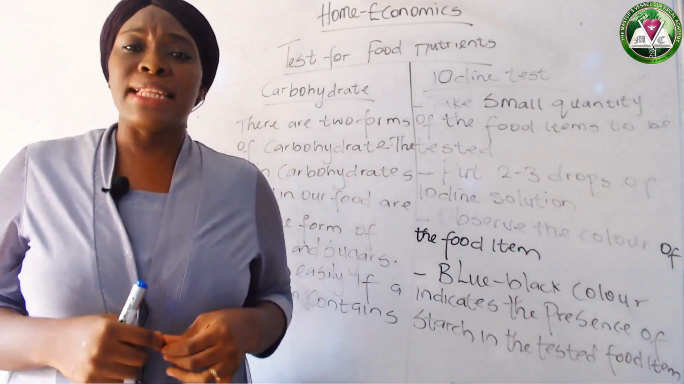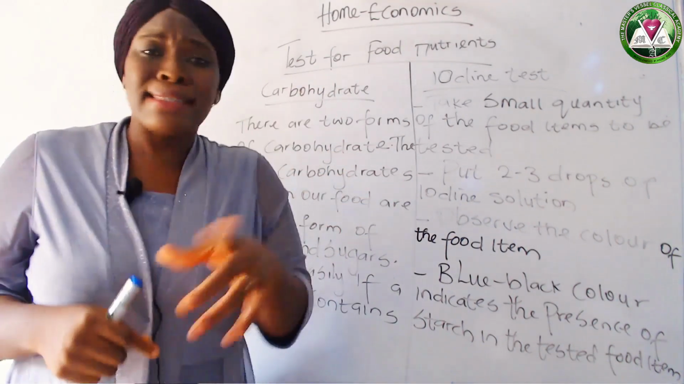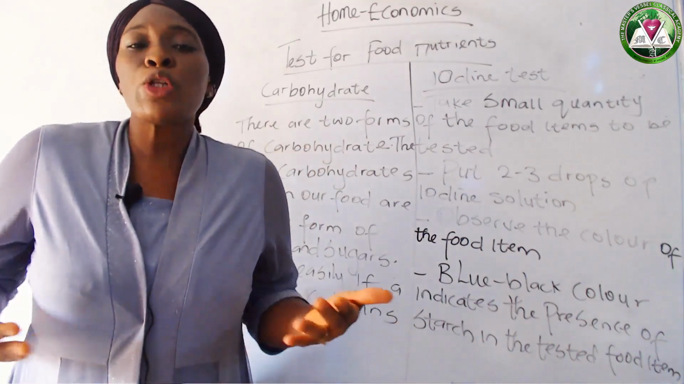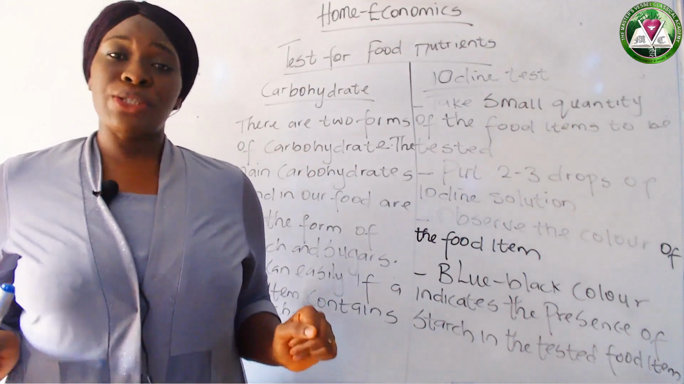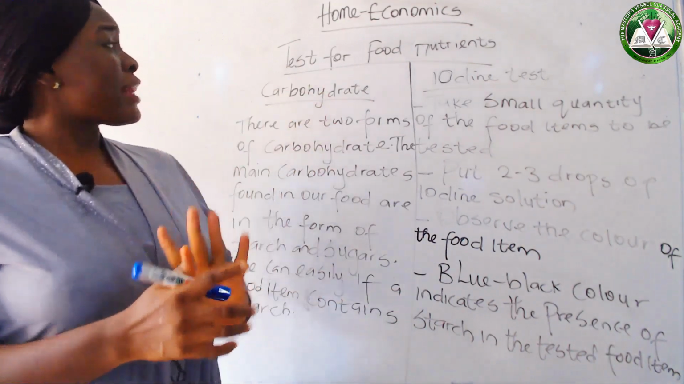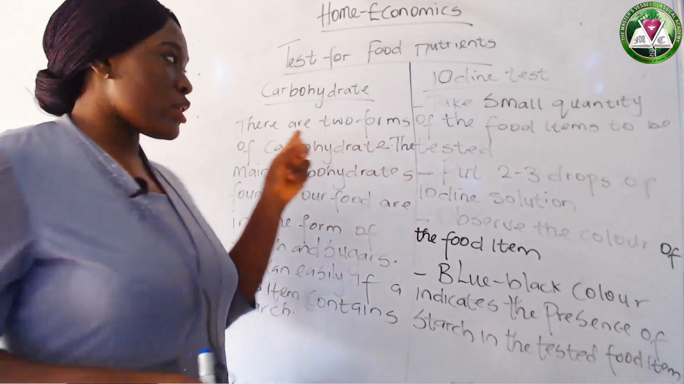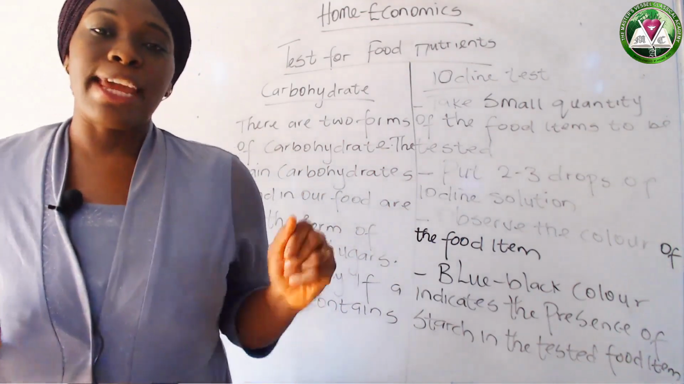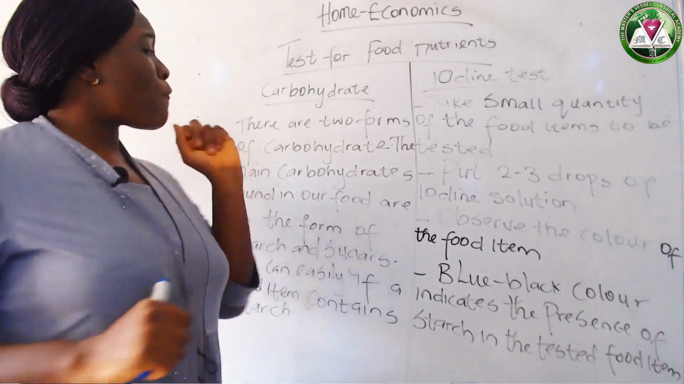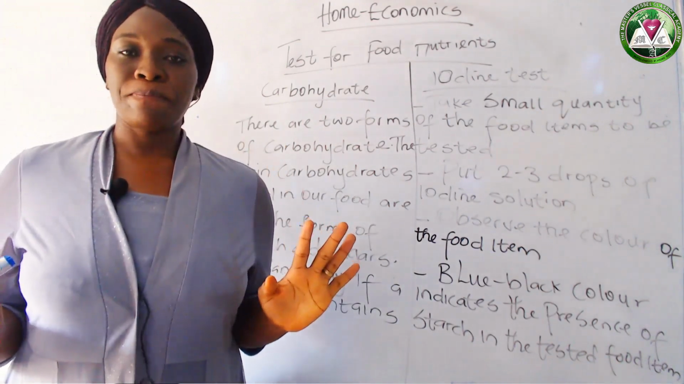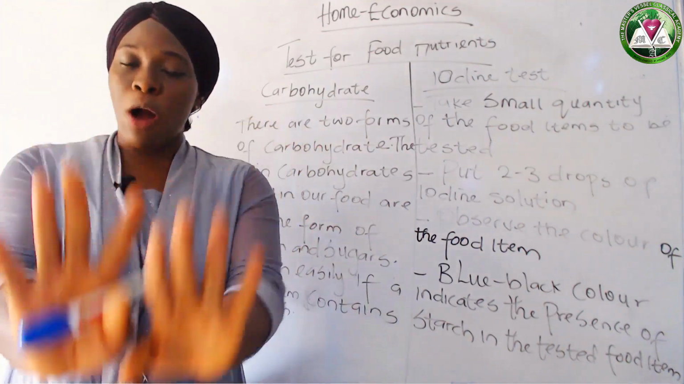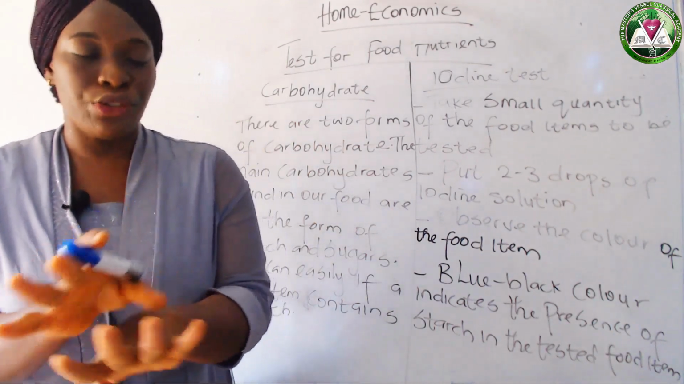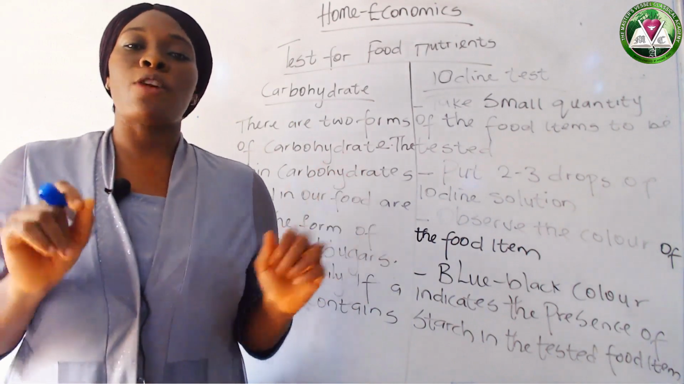This rice we're eating, this potato we're eating, is there starch? Is there carbohydrate? Okay. That's what we're going to be looking at today. Are we together? Good. So we're going to be looking at the test for food nutrients. And the first one is what? Carbohydrate. Remember that I told you that carbohydrates are what? Energy-giving food. And there are 2 forms of carbohydrates. We say they are what? Starch and sugar. Good. These are the 2 forms of carbohydrates.